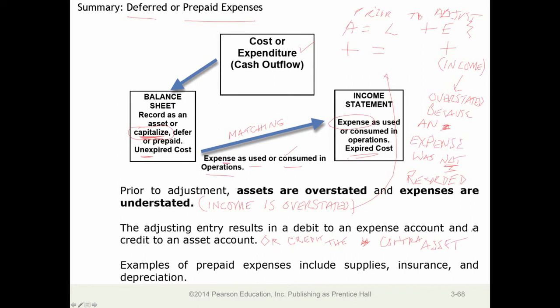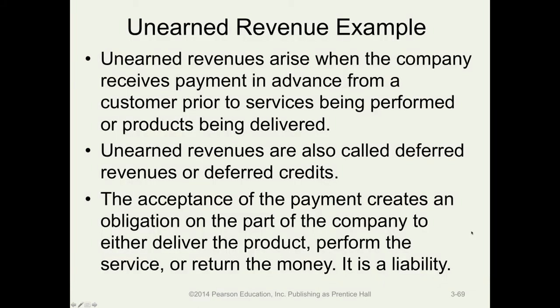Accumulated depreciation. And examples, of course, are prepaid expenses like supplies, insurance. The example we had before was prepaid rent. And then, of course, depreciation. The other type of deferred is a deferred revenue.